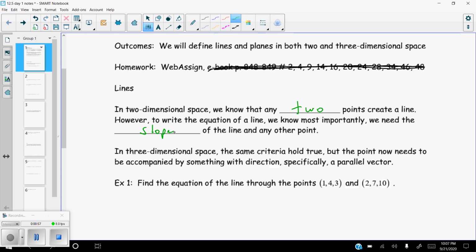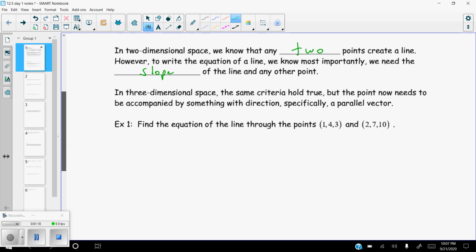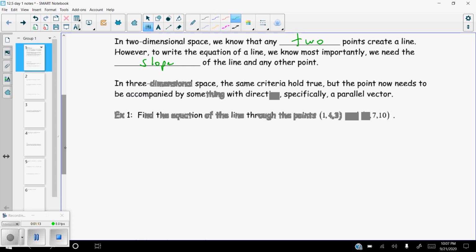So if you have the slope and any point, you can write the equation of a line. In 3-dimensional space, the same criteria is going to hold true, but the point now needs to be accompanied by something with direction. Specifically, we need to have a parallel vector. So this is the way we're going to go about writing the equation of a line in 3-dimensional space. We've got 2 points in 3-dimensional space, x, y's, and z's. What we need is a starting point, and then we need to figure out how it changes in the x, y, and z directions. So we can pick either point. In this case, we're just going to go with the first one here. We're going to call this one our starting point.